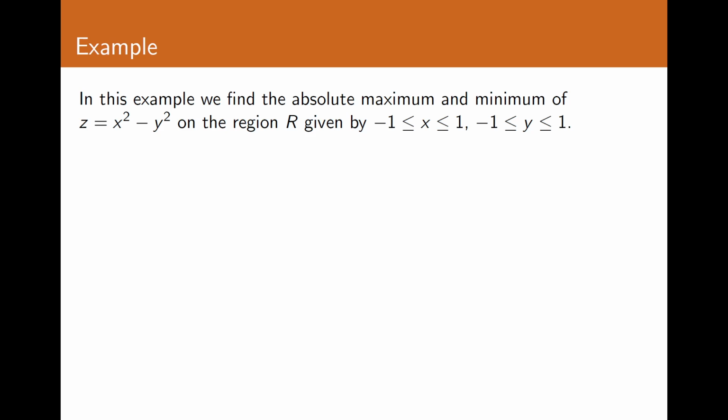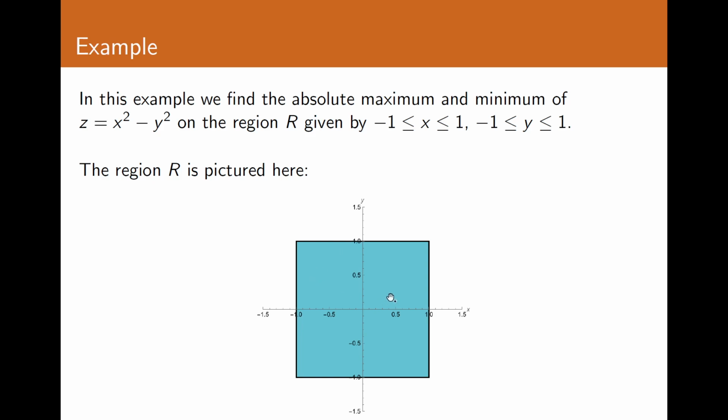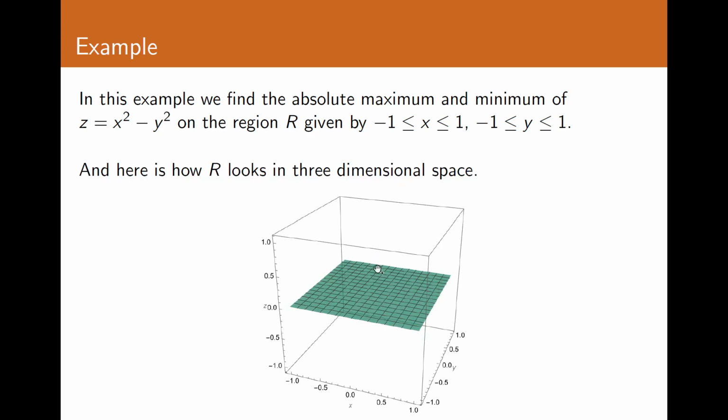And so notice this is exactly the square region we looked at earlier in blue, where it included its boundaries. So it had the solid black lines along the edge. So here it is pictured again. So we want to find what's the absolute maximum and absolute minimum of this function, but only considering this region here. And here's how the region R would look when we're thinking in three-dimensional space.